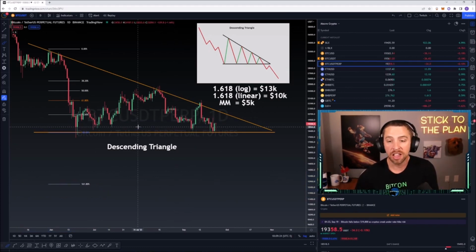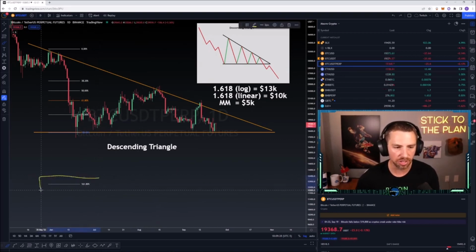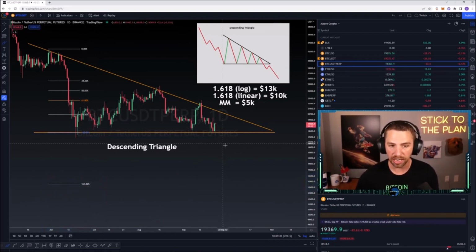I back tested this many times. This works very well. So I love using this as a sort of, okay, we need to watch this level in particular. Oftentimes this will correlate with other things. So for now, let's just leave it at the 1618 log.